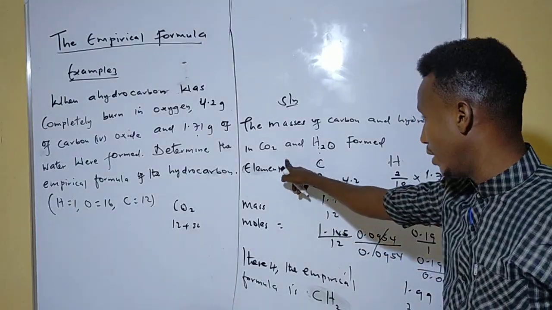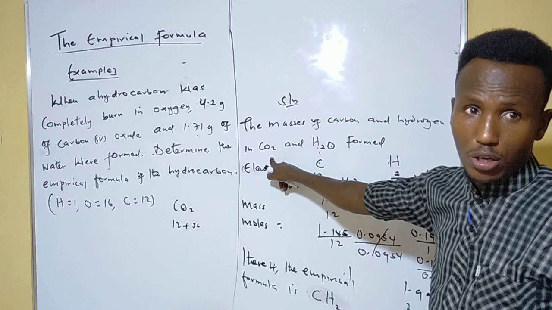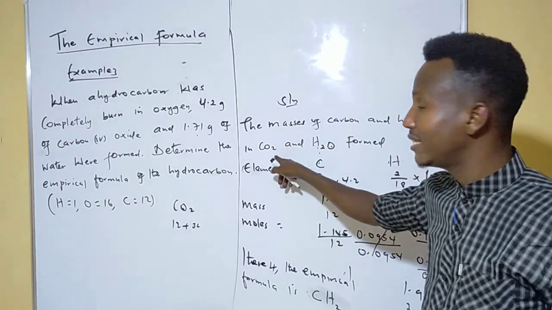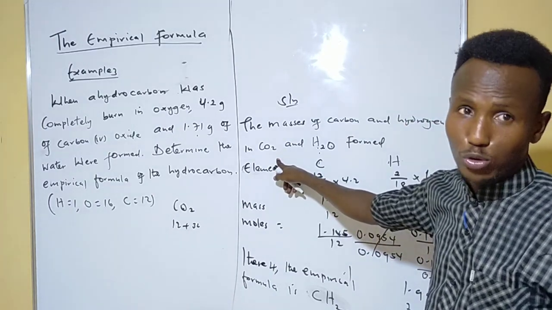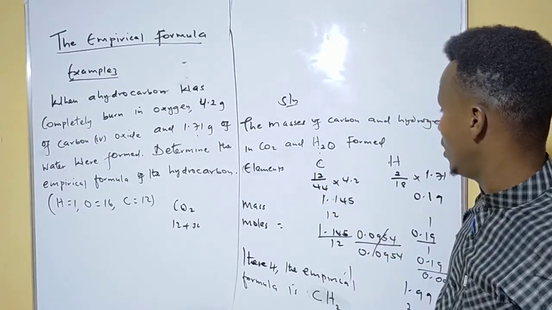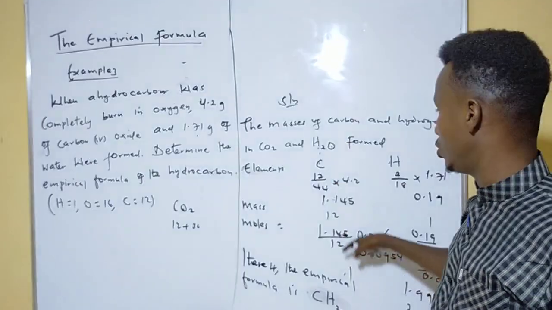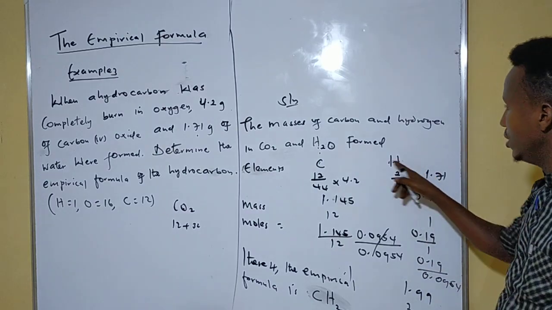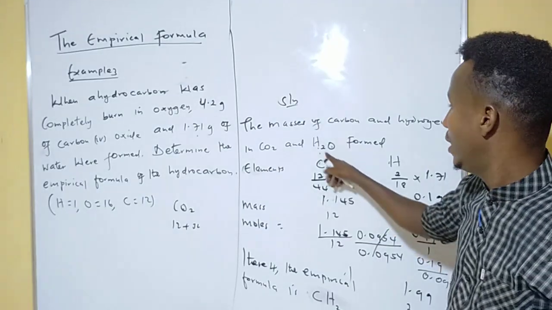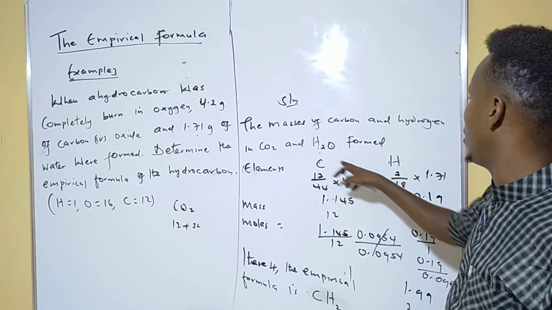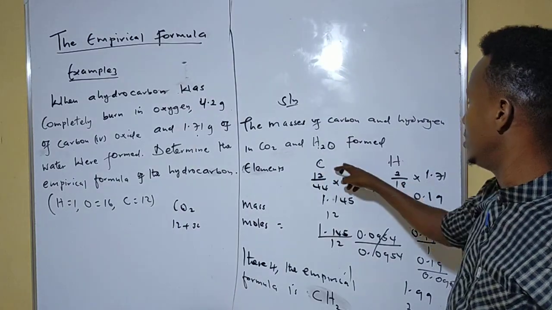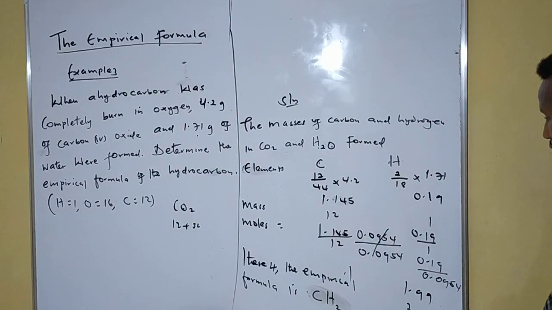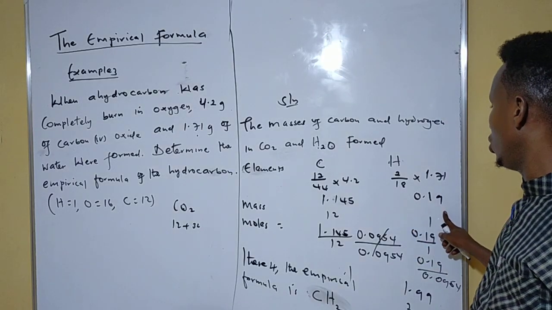That would be carbon is 12 divided by total, which is 44. 44 is from where? 12, which is carbon, plus 16 times 2. Okay, that 2 plus 12 is how much? 44, yeah? Times the total mass of carbon dioxide formed. So that would give us 1.145. Then for hydrogen, here in water, hydrogen is what? 1 times 2 is 2, divided by total, which is the mass of water, which is 18, multiplied by the mass of water formed, which is actually 1.71. Then from there we're going to get 0.19.